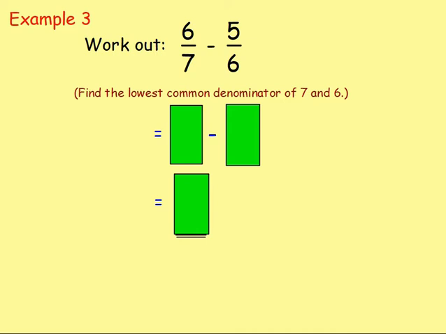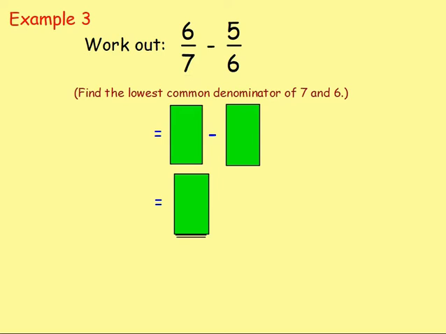Example 3, we've got 6/7 and we're taking away 5/6. Once again, you can see the denominators are not equal. We've got a 7 and we've got a 6. So what we need to do is we need to think about the lowest common denominator.